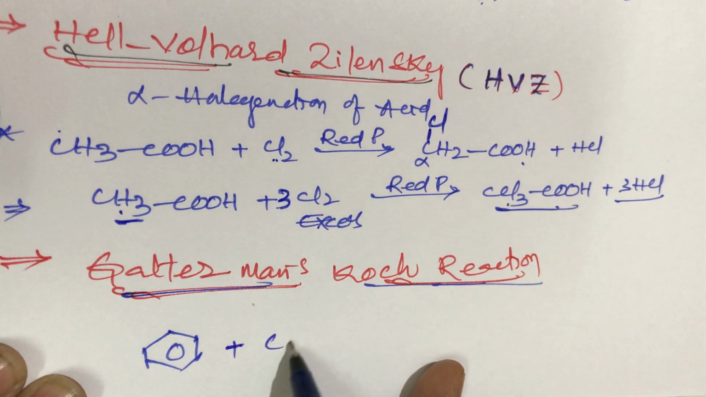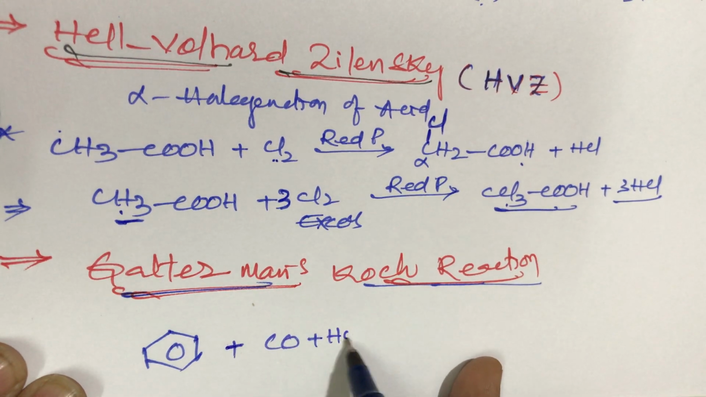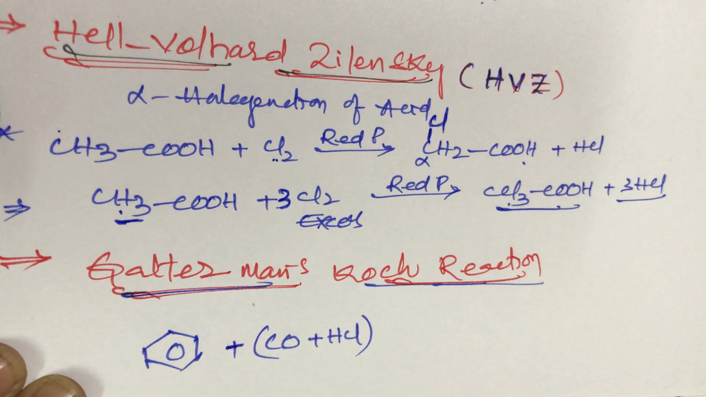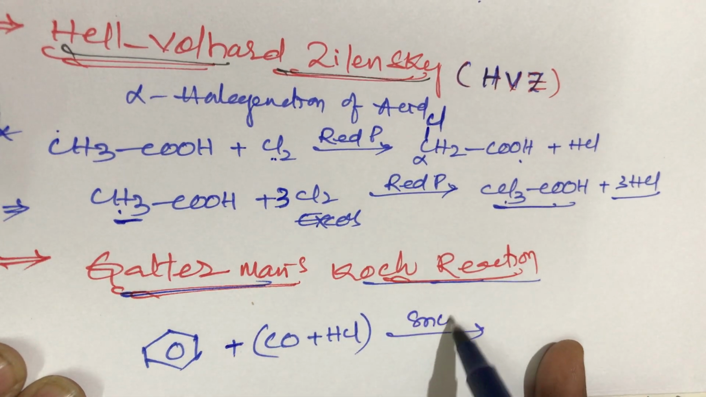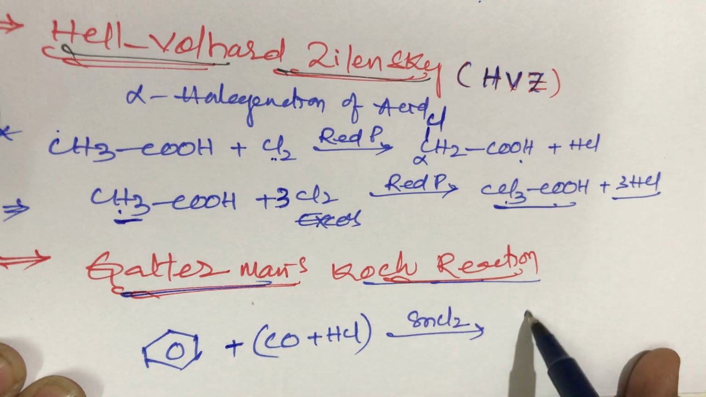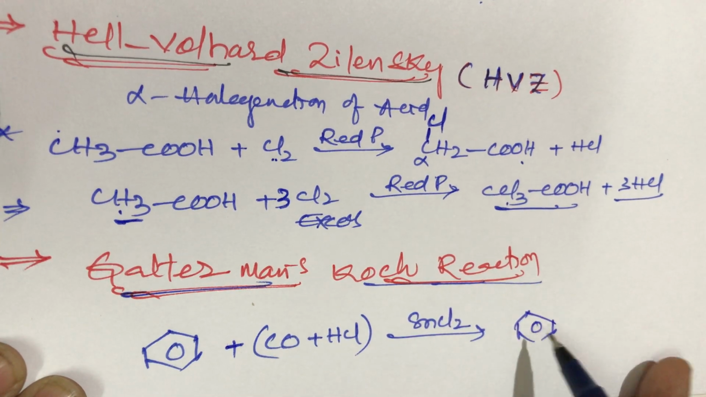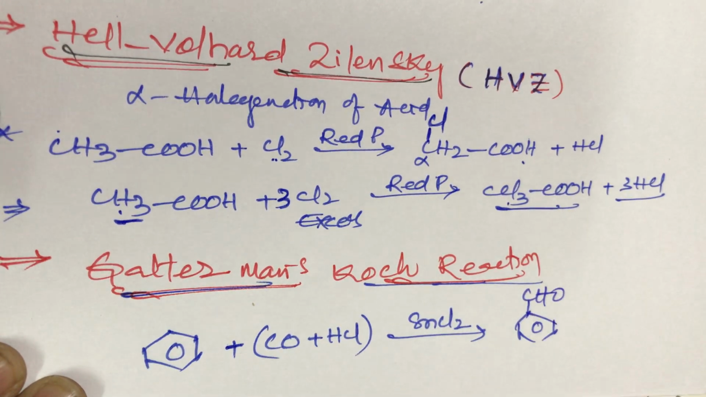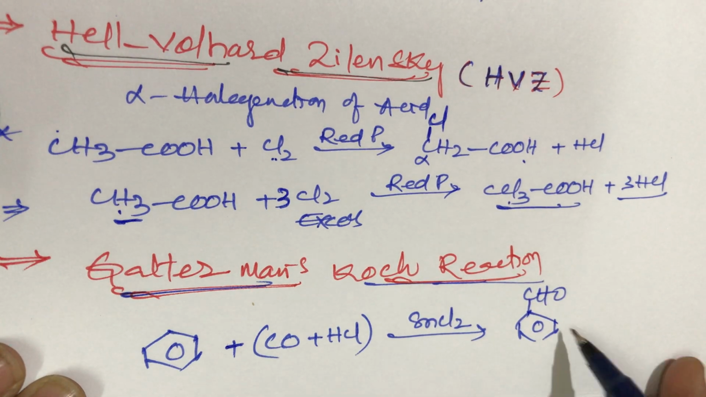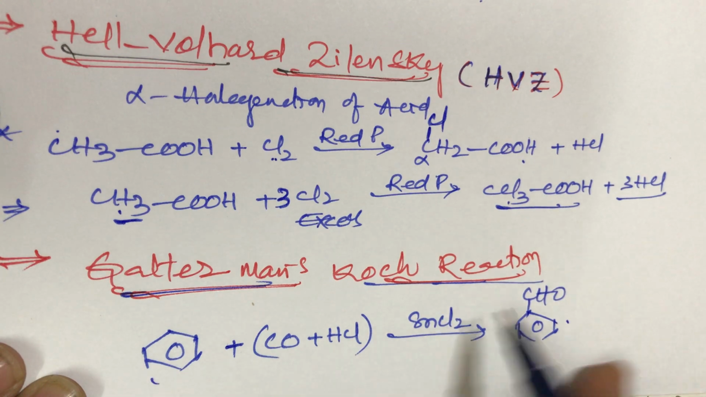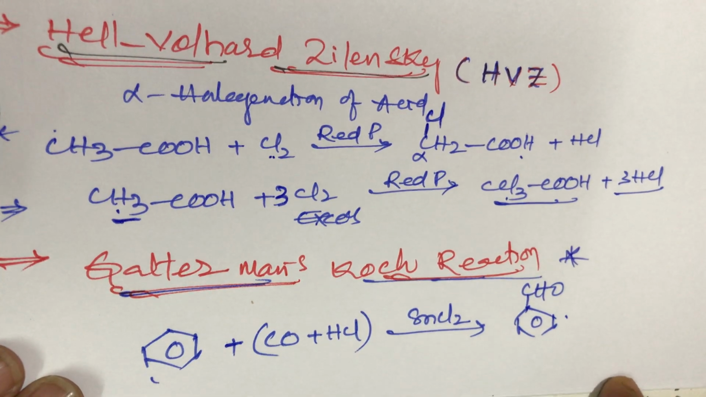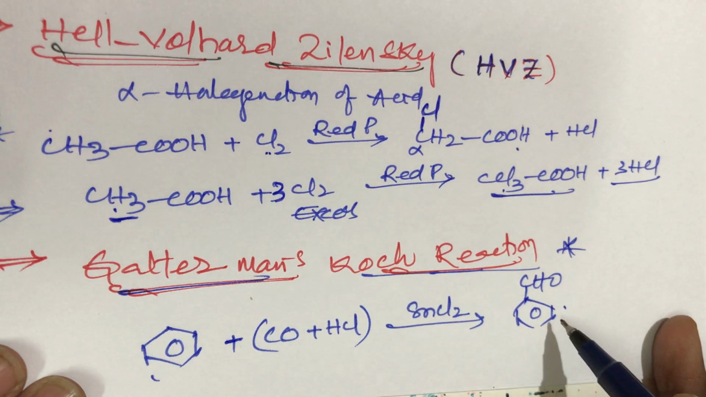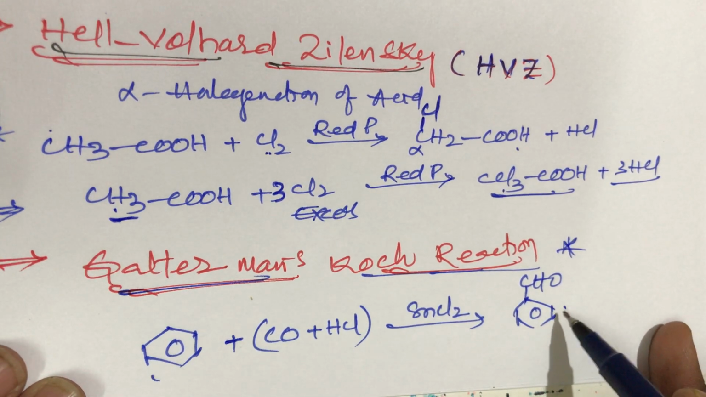with carbon monoxide plus hydrochloric acid, in the presence of SnCl2, we get benzaldehyde, C6H5CHO. So this is the preparation of benzaldehyde from benzene. This belongs to the Gattermann-Koch reaction. From the Gattermann-Koch reaction, benzaldehyde will be prepared.